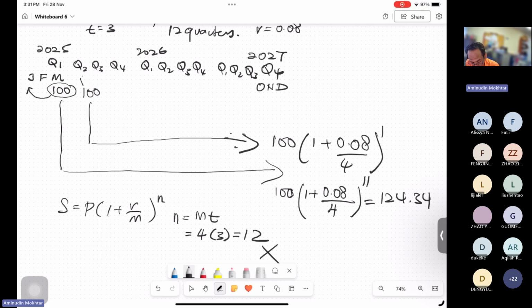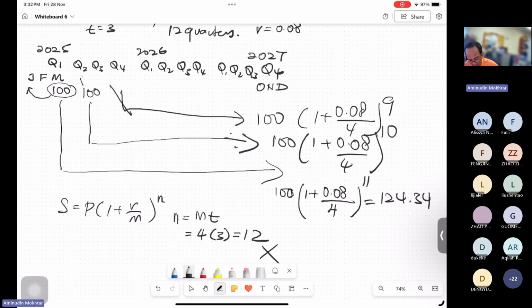So now this is the power of 10, not 11. It's 10. You can calculate it: 1, 2, 3, 4, 5, 6, 7, 8, 9, 10. This process continues for each quarter. Let's say this third 100, 1,000, 1 plus 0.08 divided by 4 to the power of 9, and until the last 100. In this case, the last 100 will not receive any dividend because the last 100 is deposited at the end of quarter 4, that is to the power of 0.